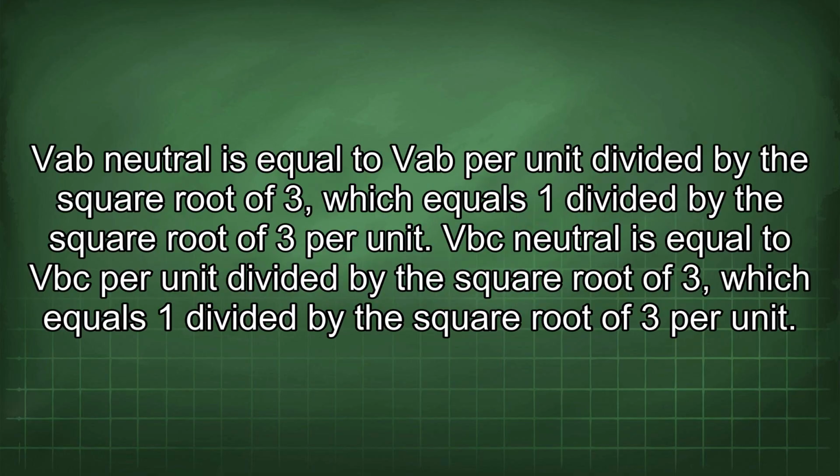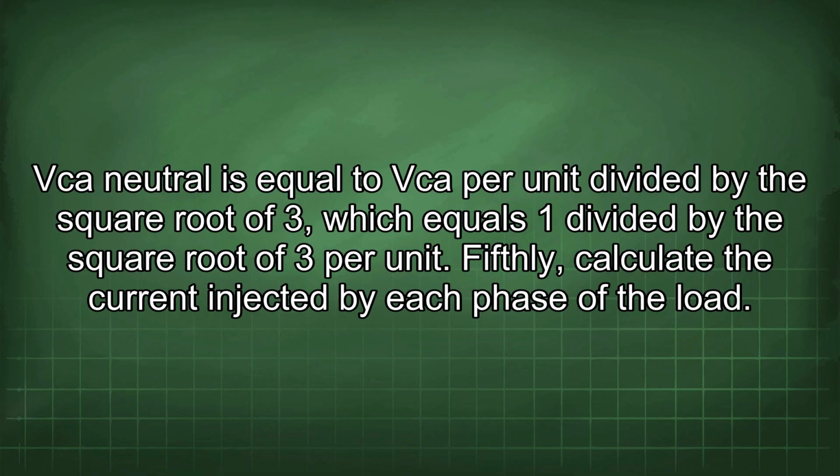VAN is equal to VAB per unit divided by the square root of 3, which equals 1 divided by the square root of 3 per unit. VBN is equal to VBC per unit divided by the square root of 3, which equals 1 divided by the square root of 3 per unit. VCN is equal to VCA per unit divided by the square root of 3, which equals 1 divided by the square root of 3 per unit.